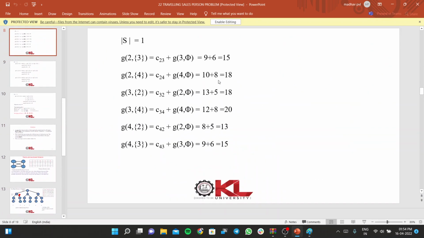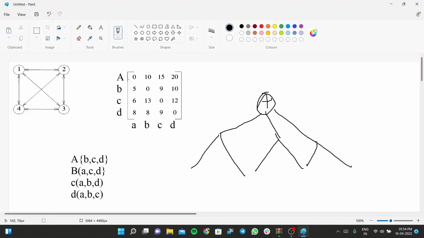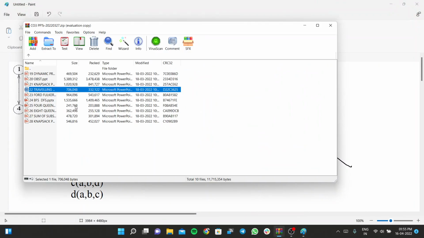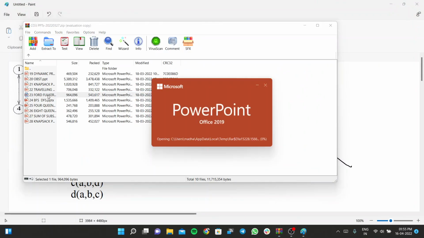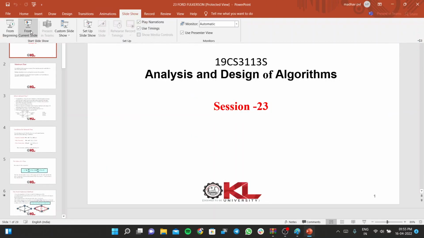I think you must have understood this. With the use of this matrix and graph, you need to find the minimum cost for the traveling. Next we will see Ford-Fulkerson. This is also one of the important questions which we can expect in the examination.